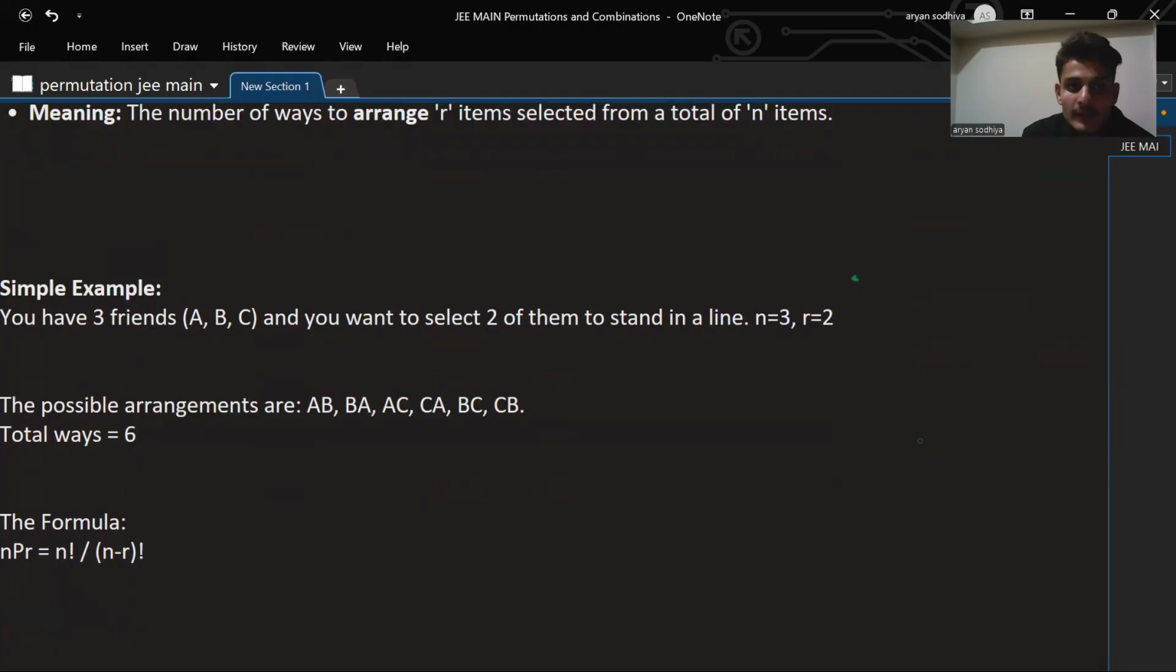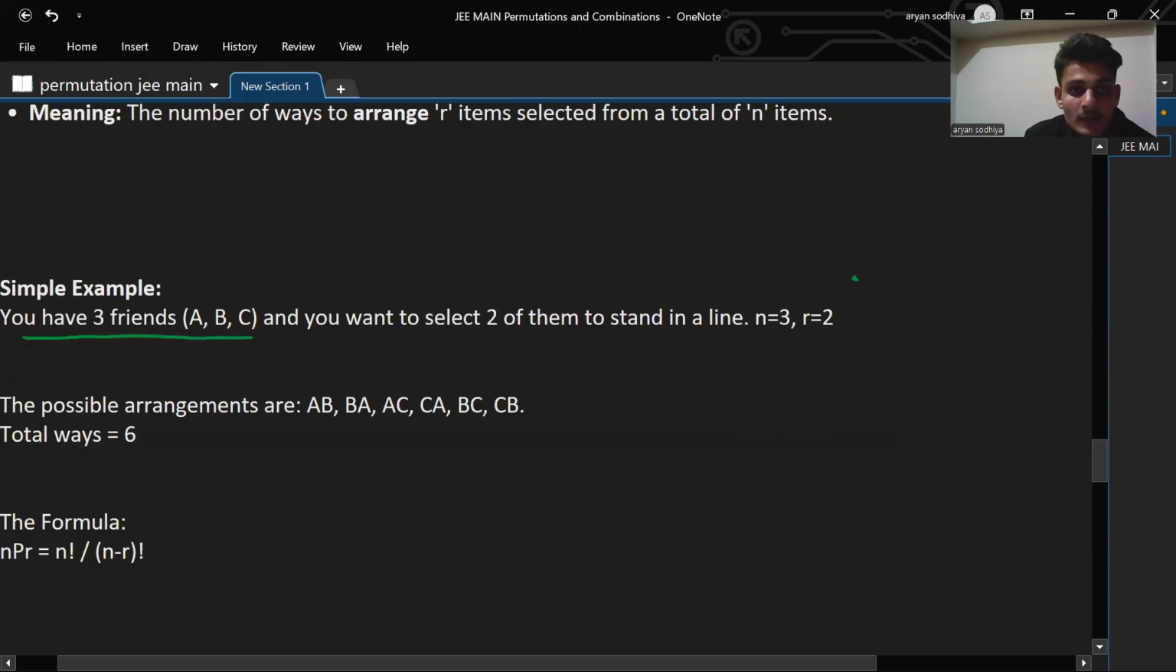You have three friends A, B, C, and you want to select two of them to stand in a line. Please read the question very well. I'm repeating again and again: the good students and good toppers always read the questions, because a slight misreading creates the problem, and if the question is misread you can't get the right answer.